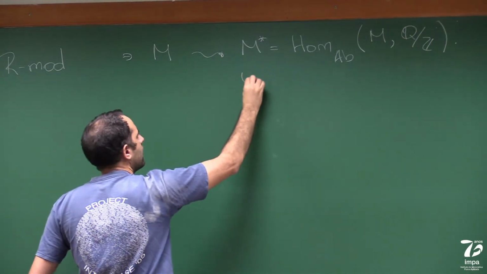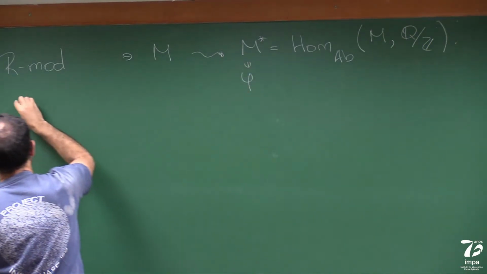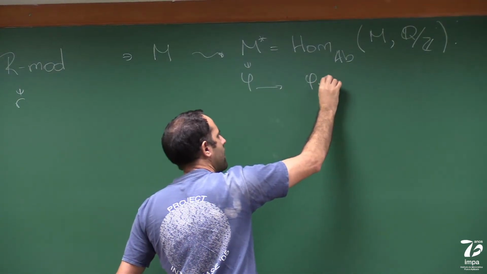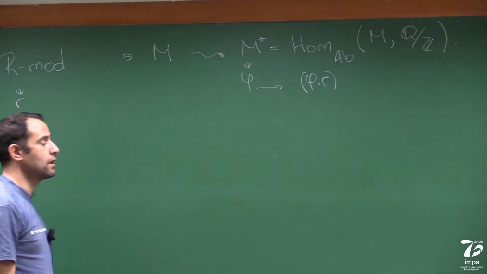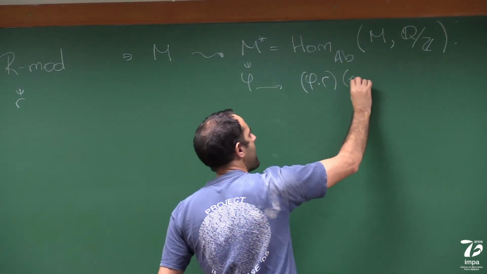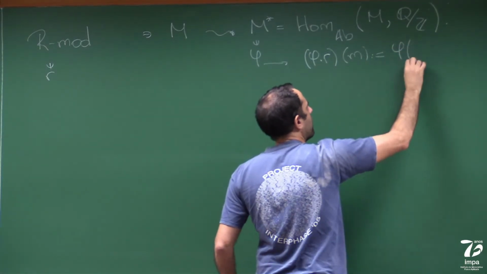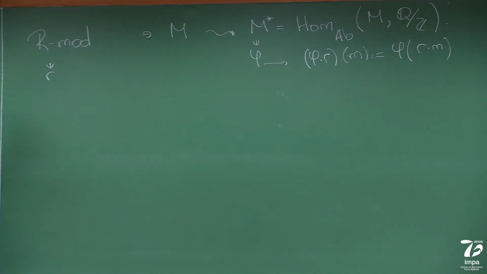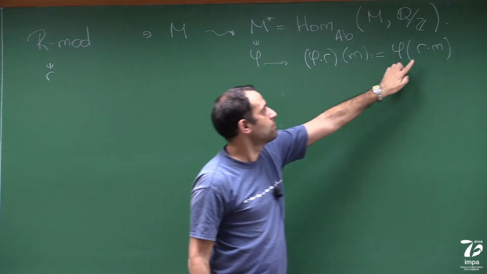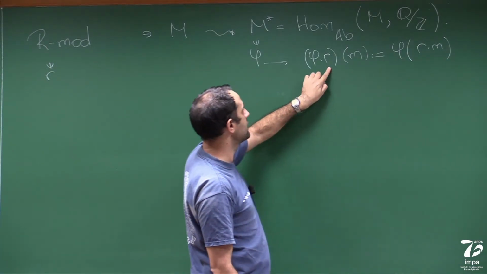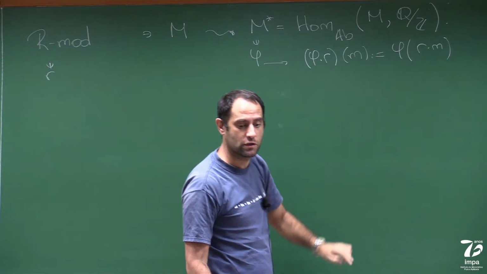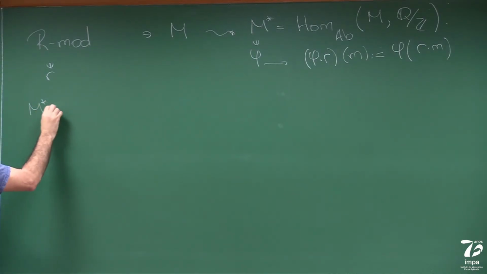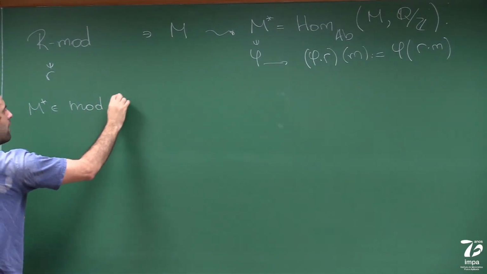So if you give me a phi here and an R here, then you can look at phi acted upon by R. Now R is acting on the right, not on the left. And evaluated at m, you define this to be phi of R acting on m. M is an R module on the left, so that's why I'm using this multiplication on the left here. And R is acting on phi on the right. And this gives you a good definition of a right R module structure on M star. So M star is in mod R.